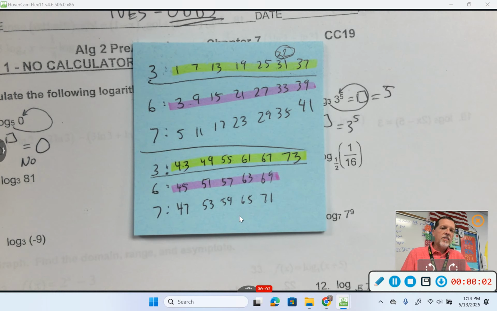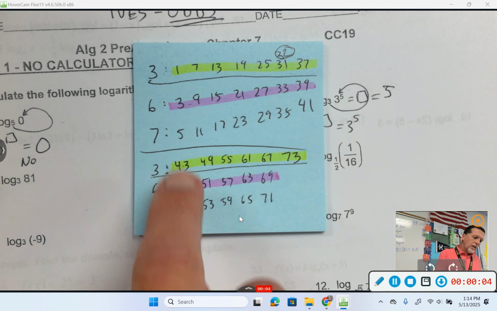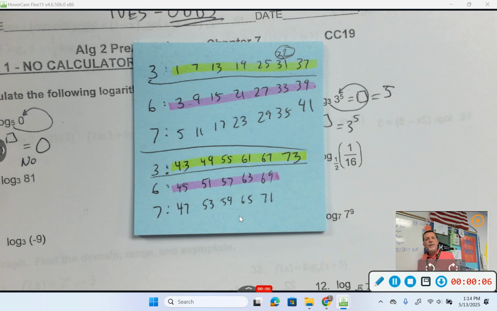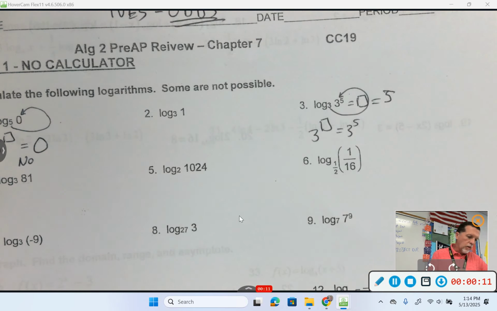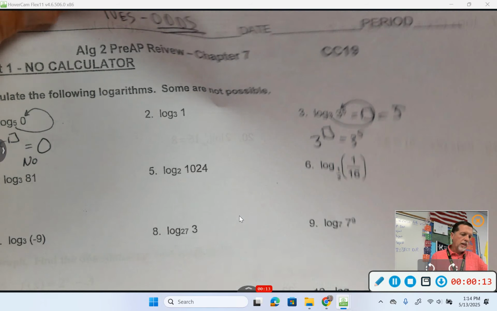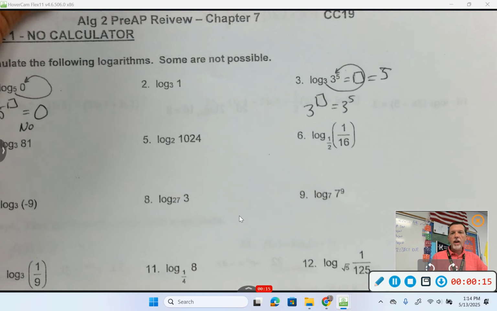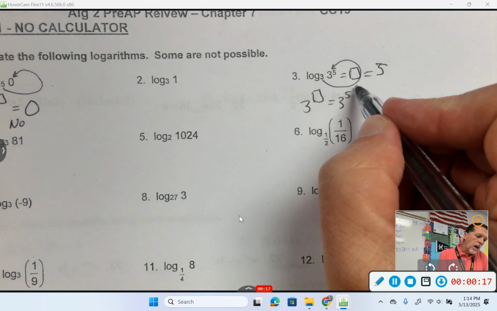All right, this is the 6th period video, so we'll be doing the pink highlighted questions. So, number 3. Oh, look at that. Number 3 is already done. That's okay. That was an easy one.